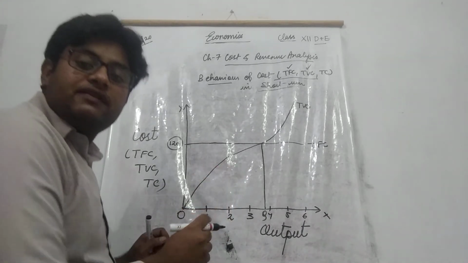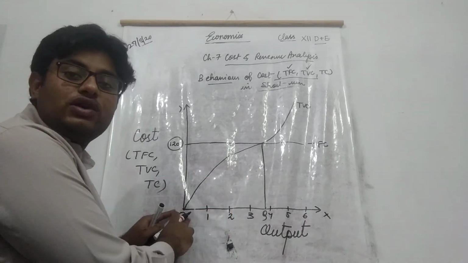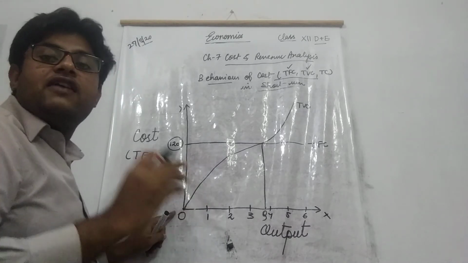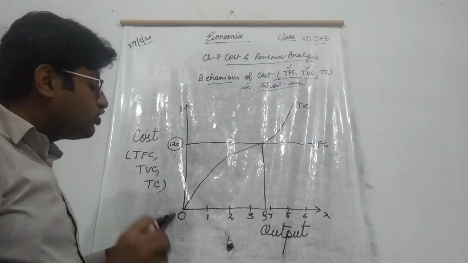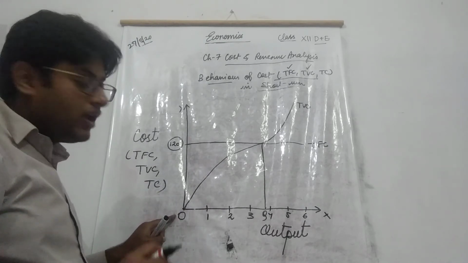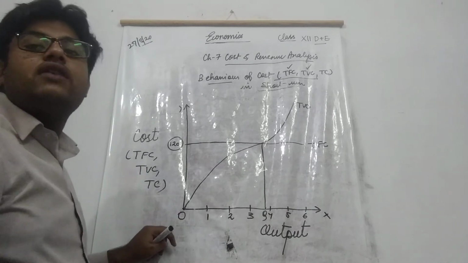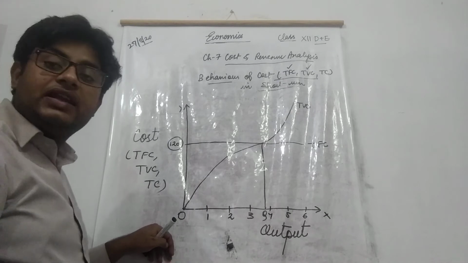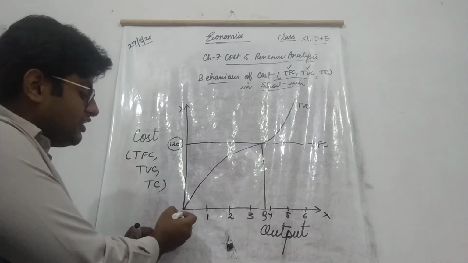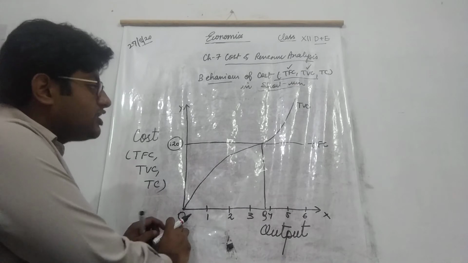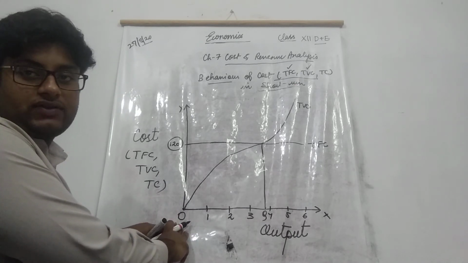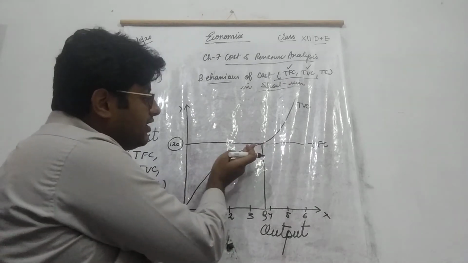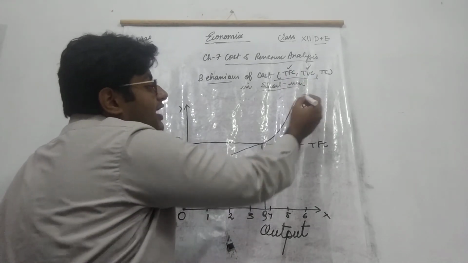So why is your total variable cost zero at the zero level of output? Because when the producer is producing nothing, if he is in the shutdown position, he would not like to produce anything. So he will not employ any of the variable factors. He will not employ labor. He will not purchase the raw material. So that is why at zero level of output, your total variable cost will remain zero in the short run. And it will increase at a decreasing rate first, and then it starts increasing at an increasing rate.